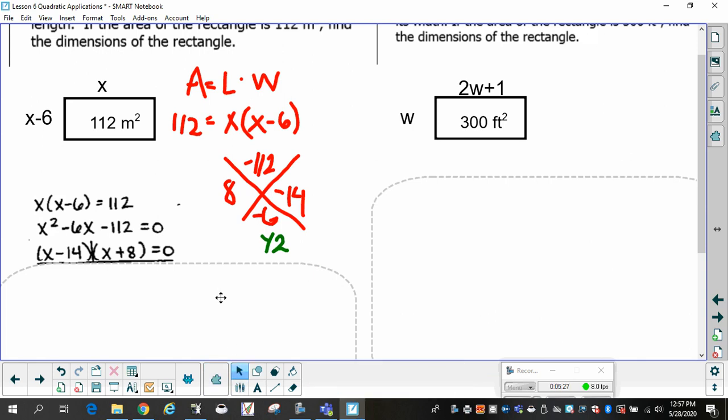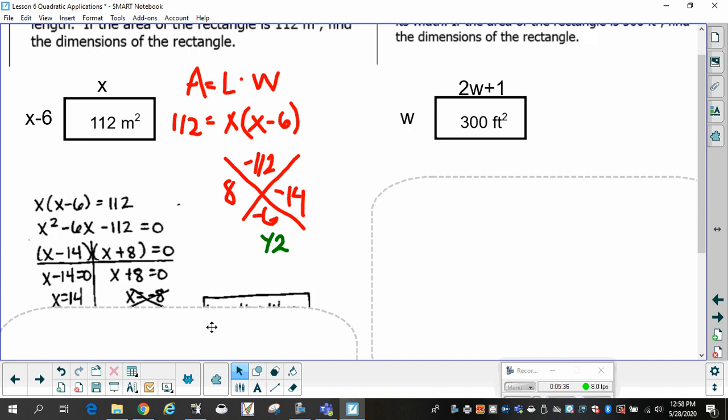I'll do it a couple more times, not necessarily on all of them, but at least on some of them. Now I've set up the factors, and I'm going to solve. I'm going to set each factor equal to 0 and solve. Why did I put an x through the negative 8? Well, x equals 14 makes sense. 14 up here, and then 14 minus 6 is 8. 14 times 8 is 112.